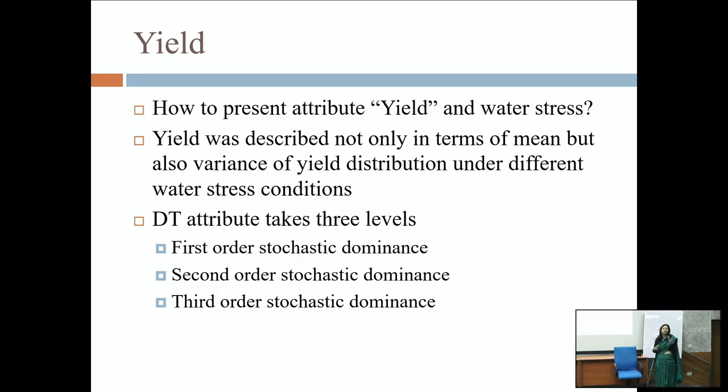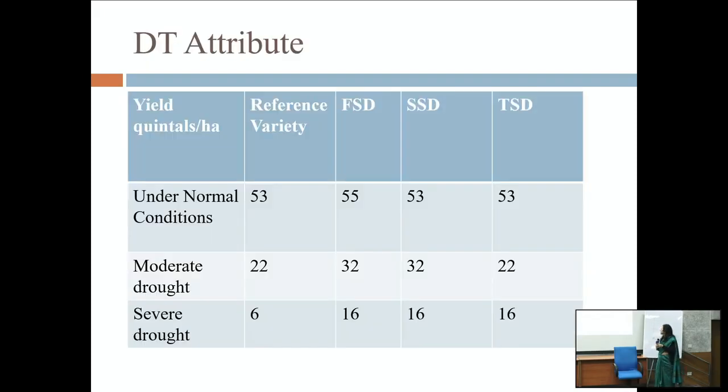But of course, I'm not going to use the term stochastic dominance with the farmers. So I'll show you what we used, but also what is the economic theory behind it. Everything should be grounded in economic theory. You just don't randomly introduce your attributes. Okay. So this is about my yield variable, how I'm going to present this yield variable to farmers.